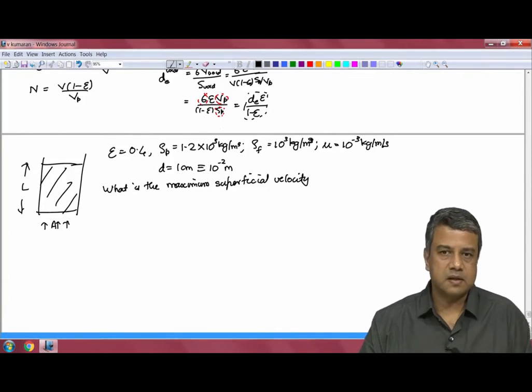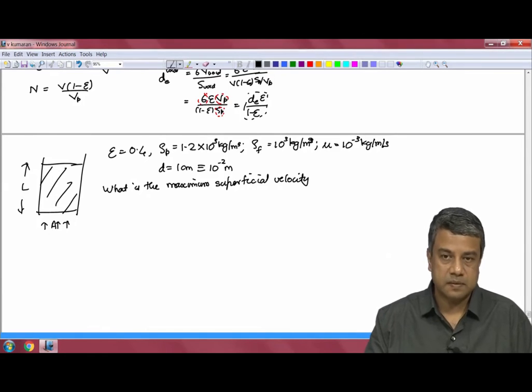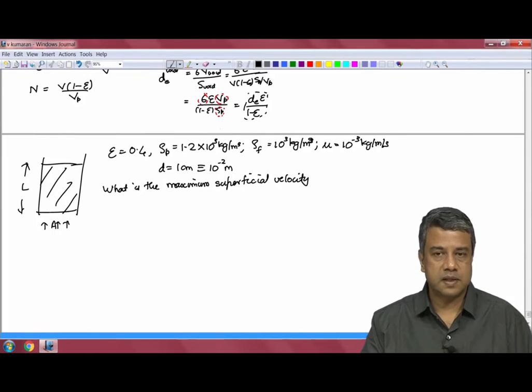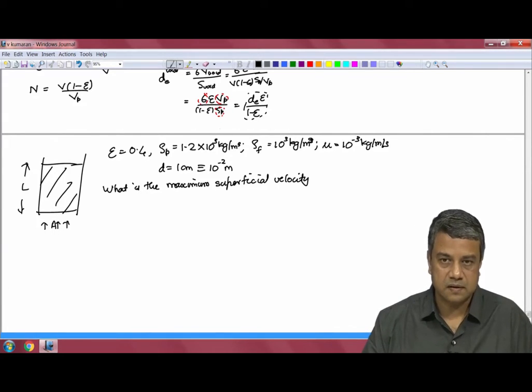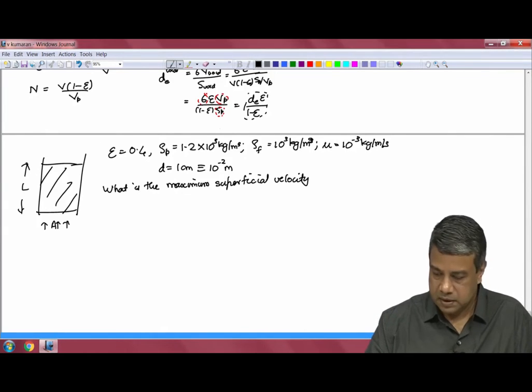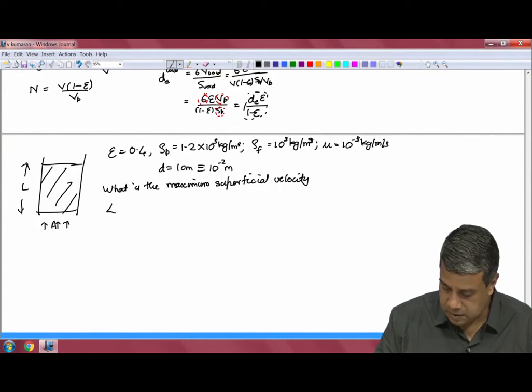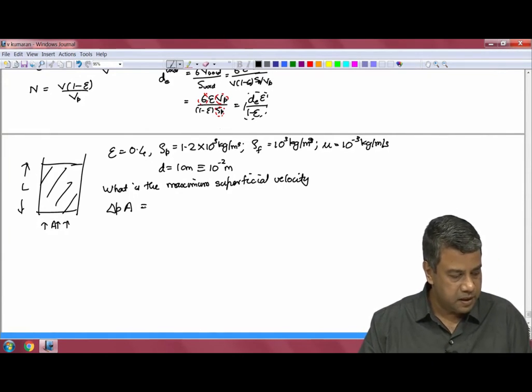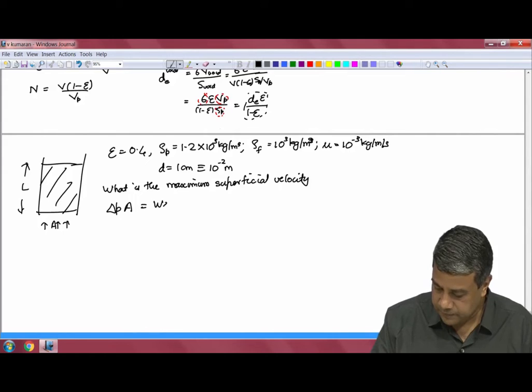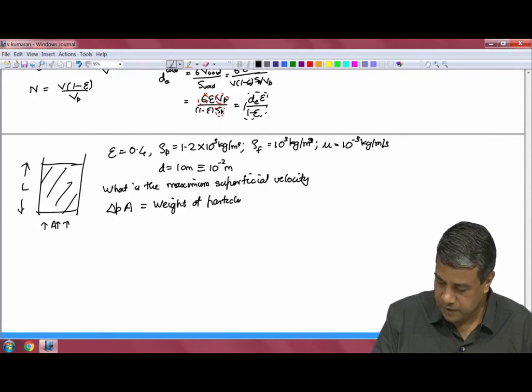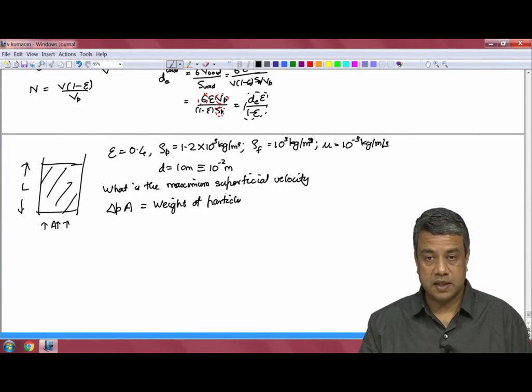If you apply a pressure drop across, that means as the fluid is flowing through the packed bed, it is exerting a force on the particles. The force exerted on the particles has got to be equal to the difference in pressure times the total cross sectional area of the packed bed. So, the difference in pressure times the total area of the packed bed has to be equal to or less than the weight of the particles.